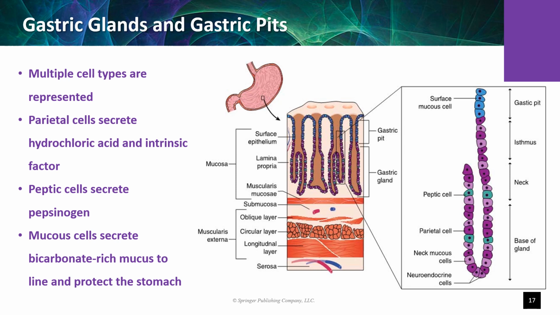The parietal cells also secrete the intrinsic factor, which is a glycoprotein carrier for the uptake of vitamin B12 via receptors located in the ileum.